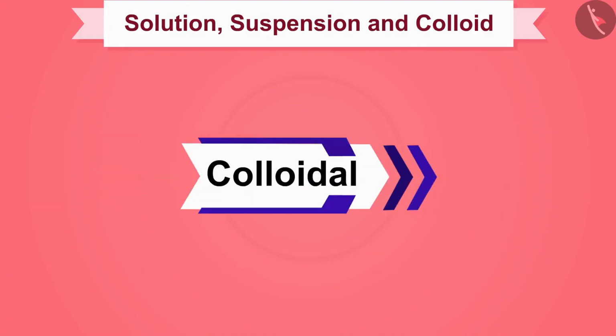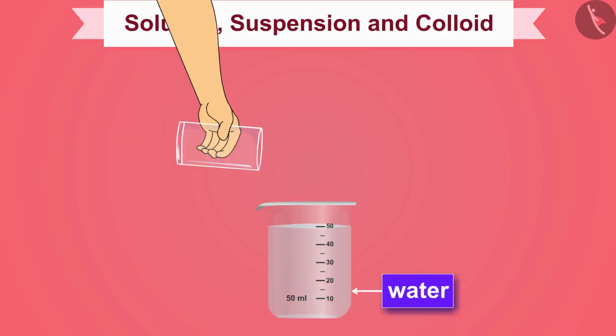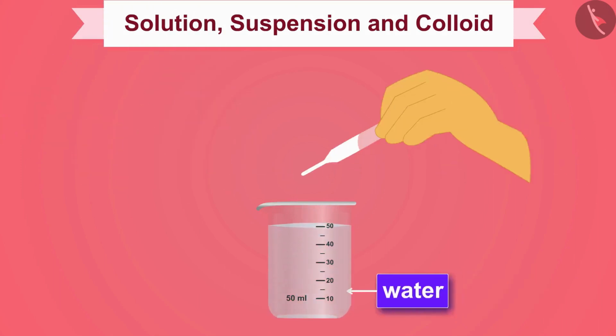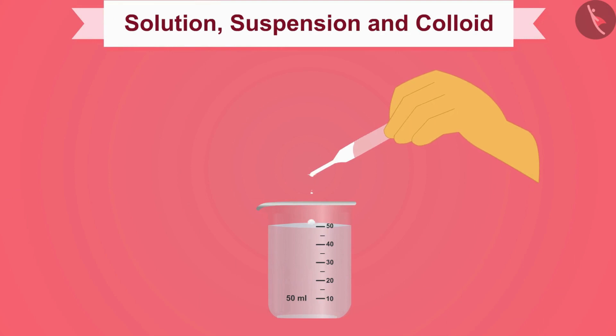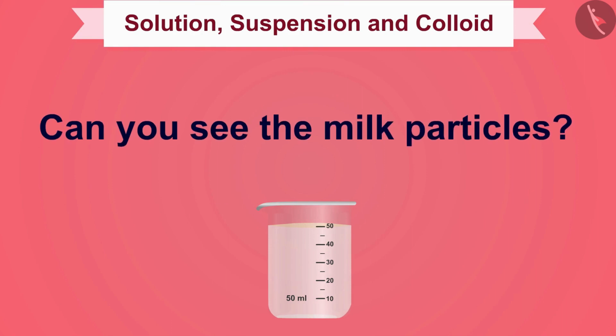Let us now learn about the last type of solution, that is, the colloidal solution. Take water in a 50 ml beaker. Now, add a few drops of milk to it. What do you see? Milk particles are spread evenly in water. Can you see the milk particles?